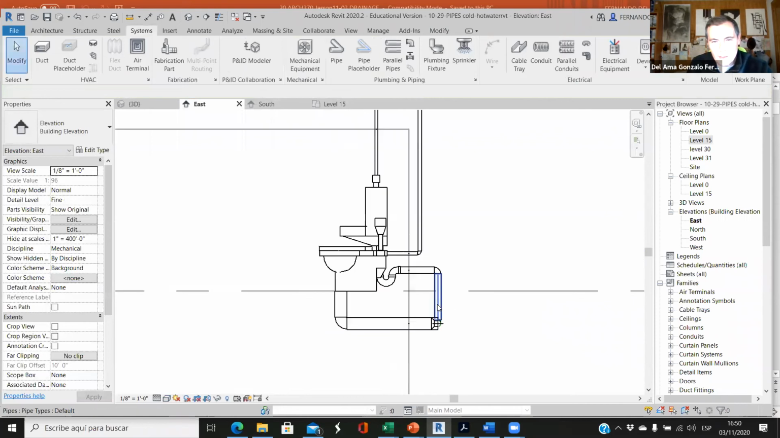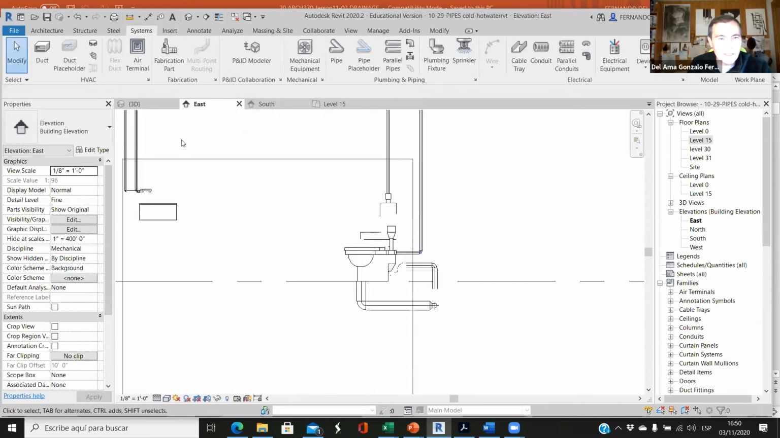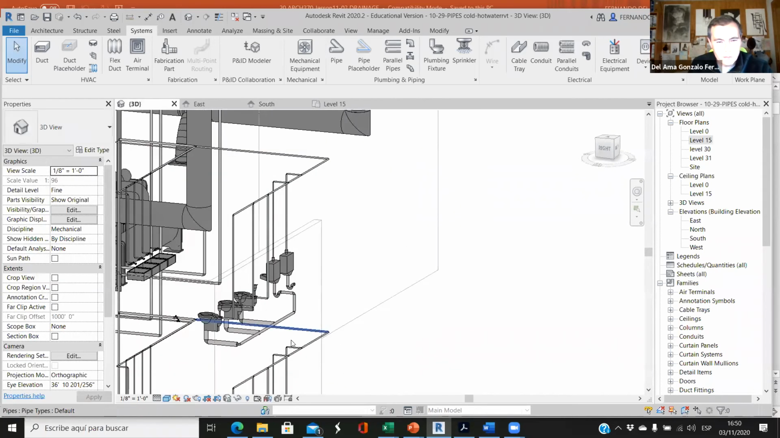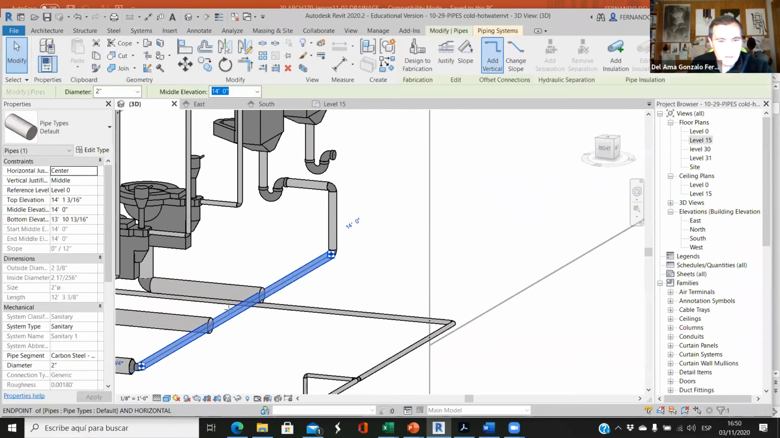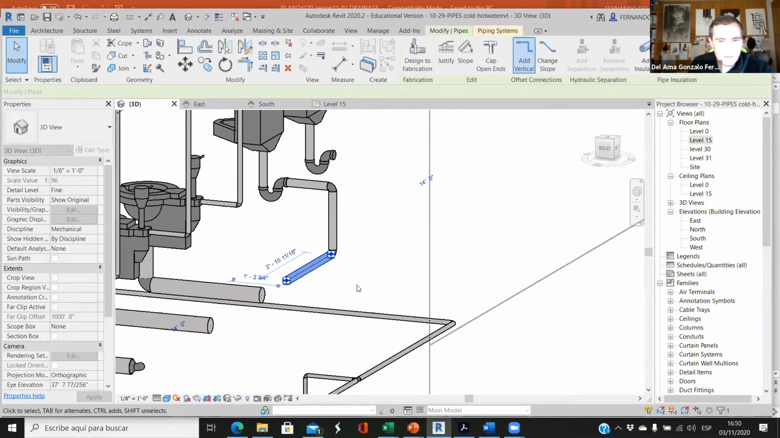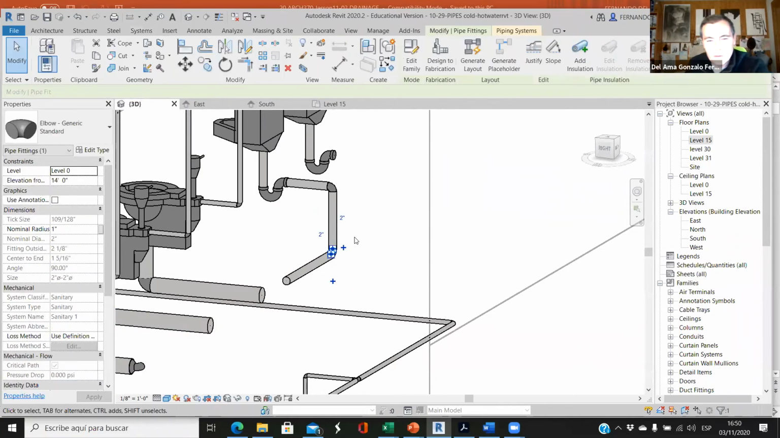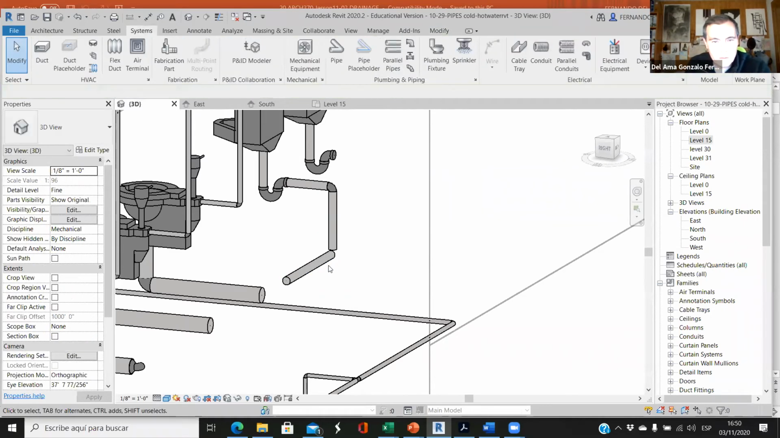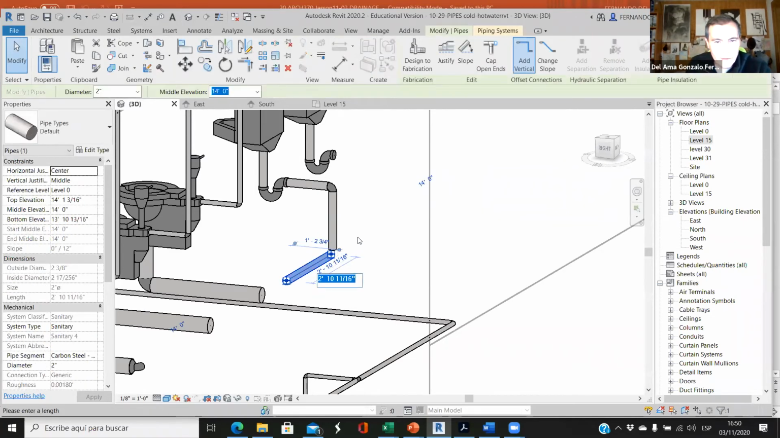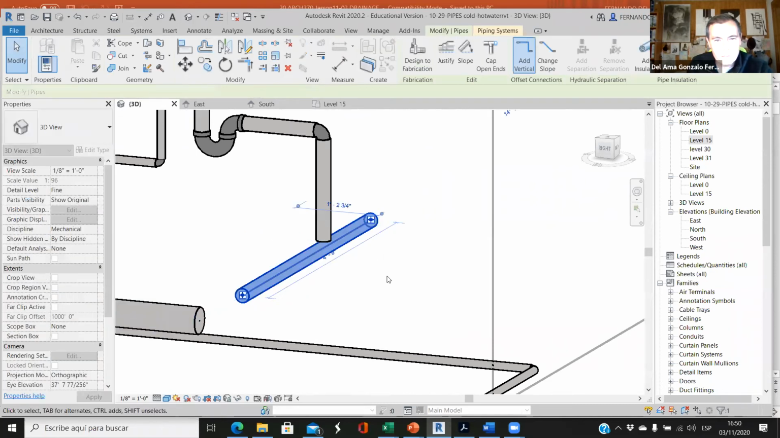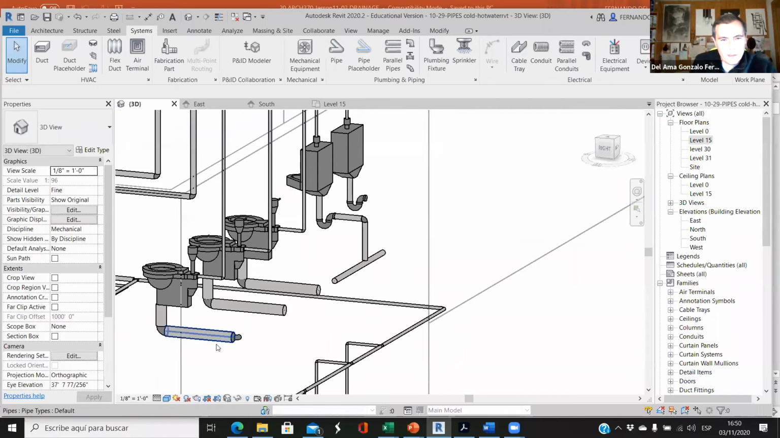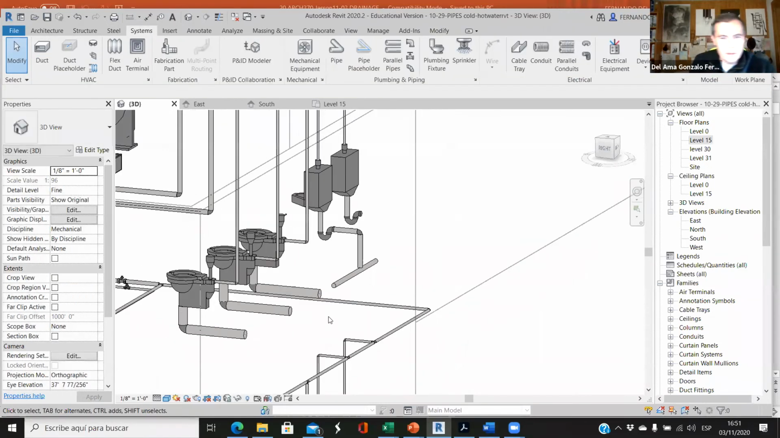Okay, so now but this is not what I want to do. It has been connected and that's fine, but it's not what I want to do. So I'll drag this here. I don't want this elbow. I'll drag it here. And this.